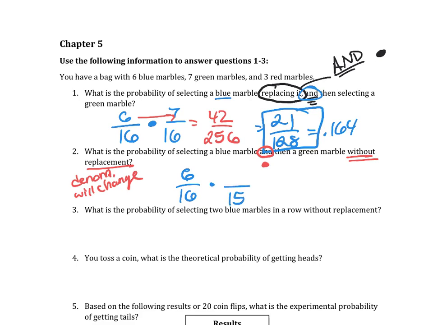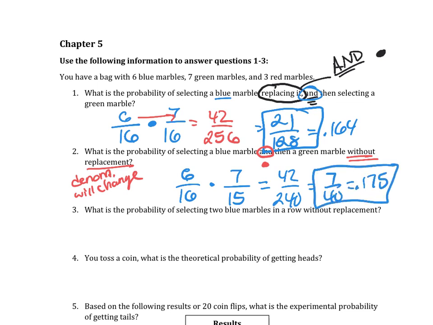So now we have only 15 total marbles to choose from, and we want to choose a green. All the green ones are still there because it's the blue one that we drew first. So this will be 7, but it's over 15 instead. Then we multiply straight across. We'll have 42 over 16 times 15 is 240. And then again, we can reduce the fraction, 42 divided by 240, and then math, enter, enter. That'll give us 7 over 40, or 0.175. So either one, again, be okay with both fractions and decimals. The answer choices will vary for the midterm.